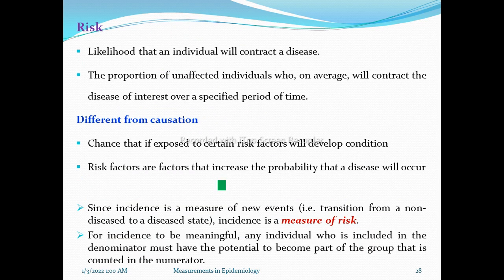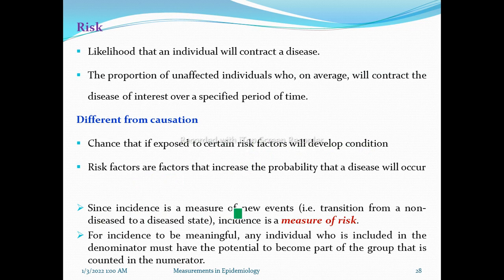Risk is a likelihood or a probability that an individual will contract the disease. The proportion of unaffected, disease-free individuals who will get the disease of interest over a specified period of time is a risk. Different from causation, it is a chance that if exposed to a certain risk factor, one will develop a condition. Risk factors are factors that increase the probability that disease will occur.